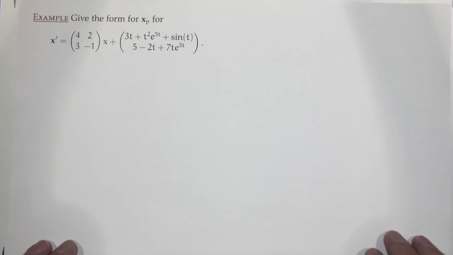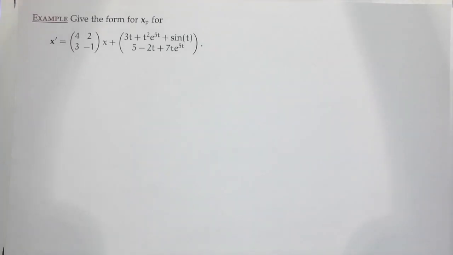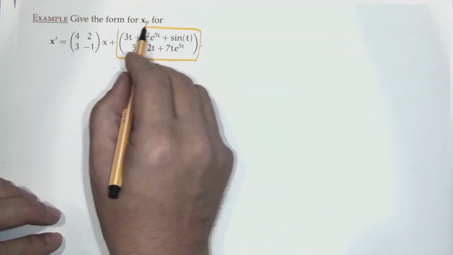So, give the form for xp. So we don't have to solve for xp. We just have to say, what's the form? Okay. Well, what do we do? Looks a little bit intimidating. But the first thing you need to do is to say, look, let's pull this apart.